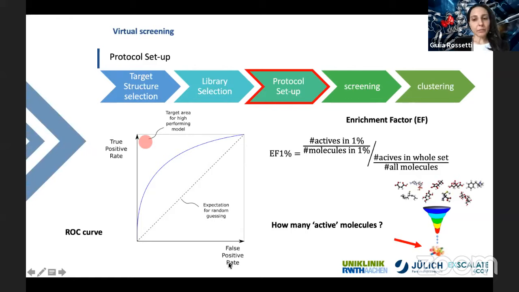And the second measure that we use is the enrichment factor. In other words, what we did was put in molecules that we know are active, the molecules from the training set that we discussed before, into our screening procedure. And then we measure how many of these molecules come out at the end of the docking procedure. So how many active molecules that we know are active ended up in our screenings. And this tells us how good our protocol is at recognizing the active molecules.